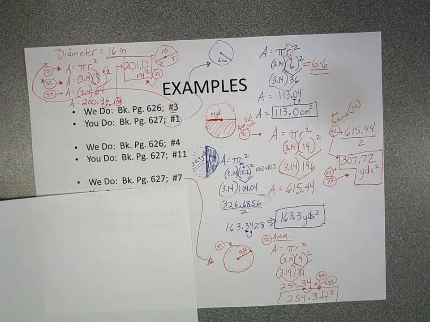So, how come you didn't? Oh, okay. Since this is the full circle, then you don't have to divide by 2. Right. Yeah. Okay. Other questions? All right, guys. Area of a circle.